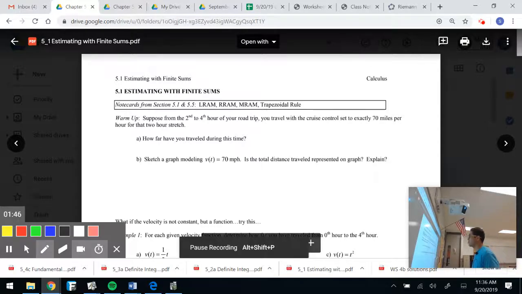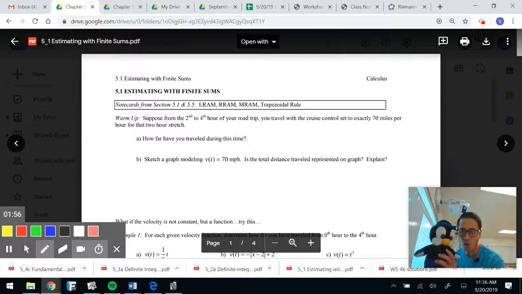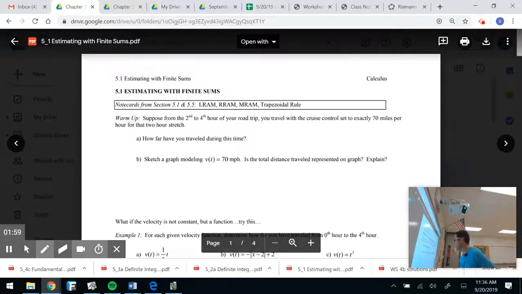Okay, so suppose from the second to fourth hour of your road trip, you travel on cruise control. You go 70 miles per hour because you're on 80 and you're rocking it with some of your homies, all right? And you go for a 2-hour stretch. How far have you traveled during this time? All right, let's check this out. So we're going to go for 2 hours, right? And we're going 70 miles per 1 hour. Oh, snap. Bang, bang, choo-choo train. And then I've traveled 140 miles, right, class? Hopefully that was pretty okay.